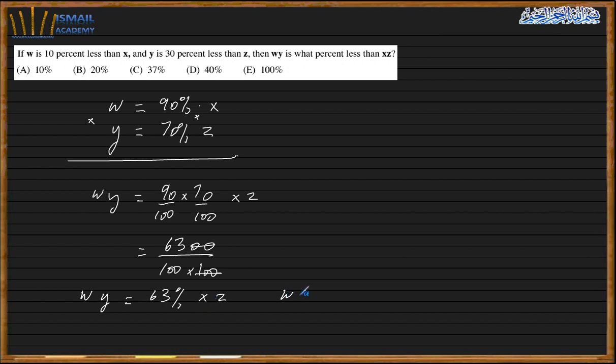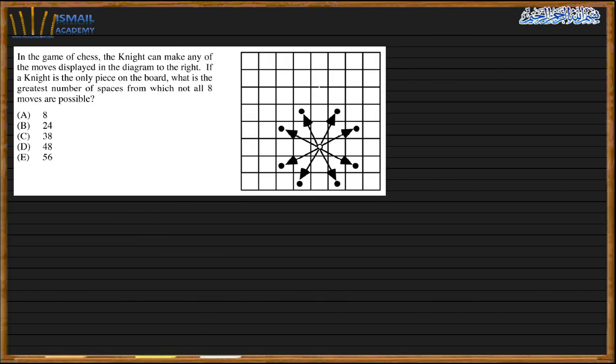That means WY is less than what? Than 37% from XZ. So it's 37% less than XZ. So the answer is C, because WY is 63% of XZ. That means it's less by 37% than XZ.